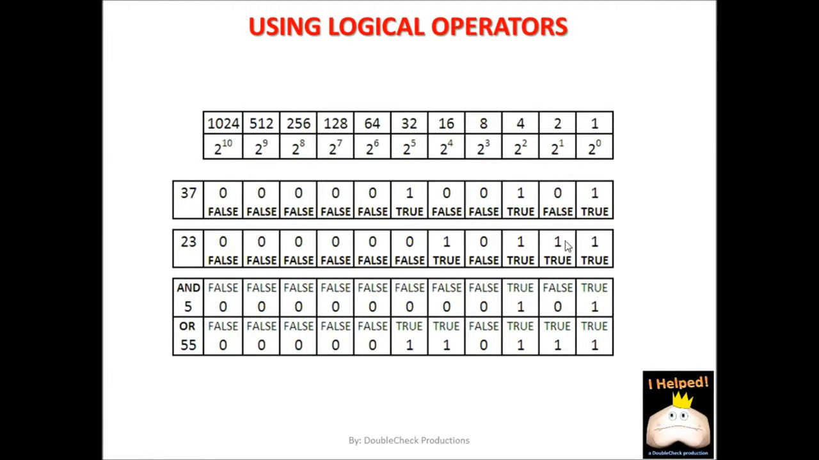Next we have 0 and 1. Both of them are not true, so we end up with false, or 0. We go through each digit for the numbers and we come out with a value. Here we have true and true again. We have false and false, that comes out to false. False and true comes out to false, and so on. So what we end up with is 37 AND 23 equals 5.